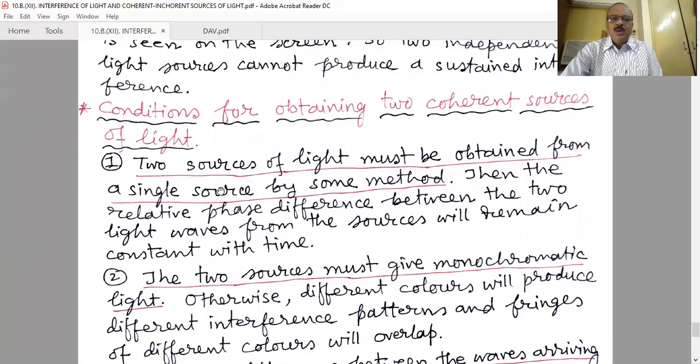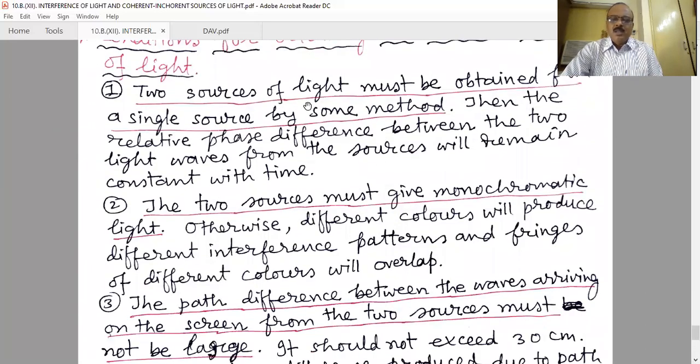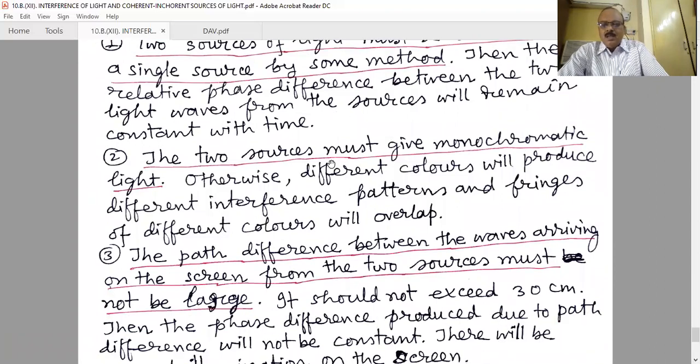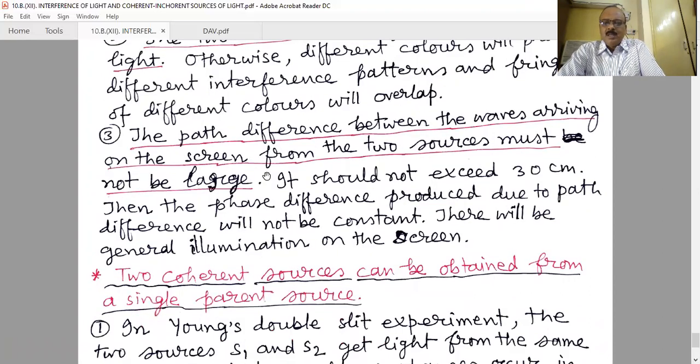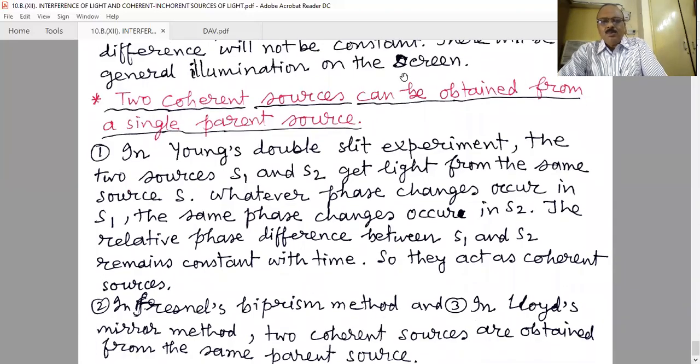How can we obtain coherent sources? Number one, we have to take two lights from the same source by some method. The two lights must be monochromatic. That means they must have the same frequency, same wavelength, and the path difference should not be so large. That means it should not exceed 30 centimeter. Now, the question is how can we obtain them from a single source? There are several methods in our syllabus, standard 12 CBSE.